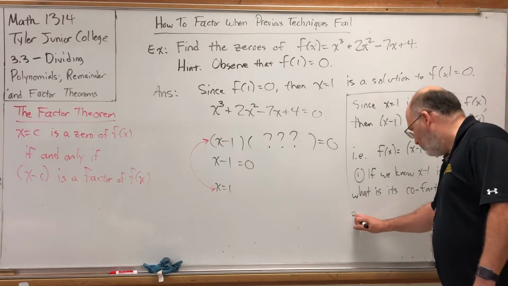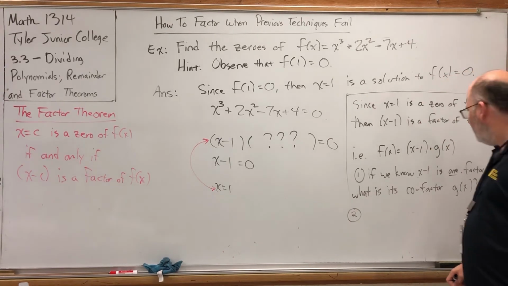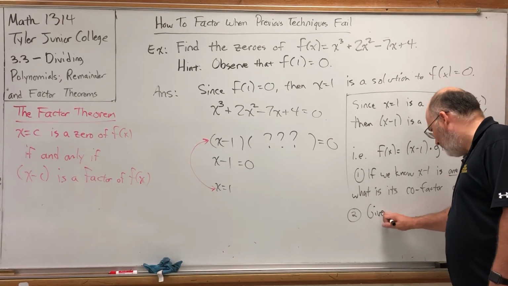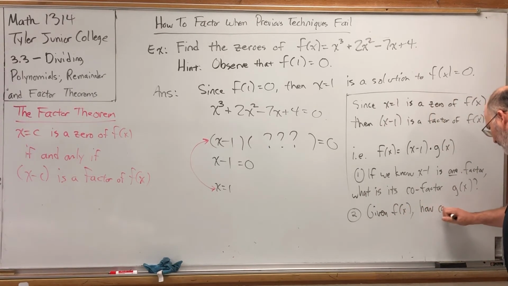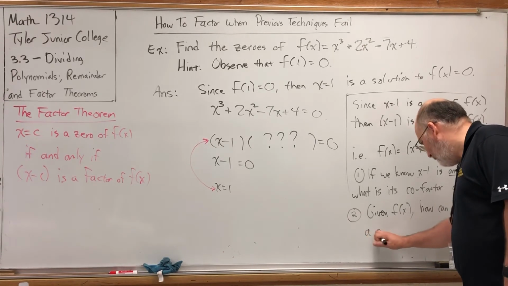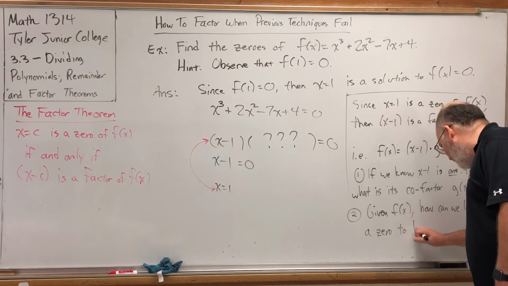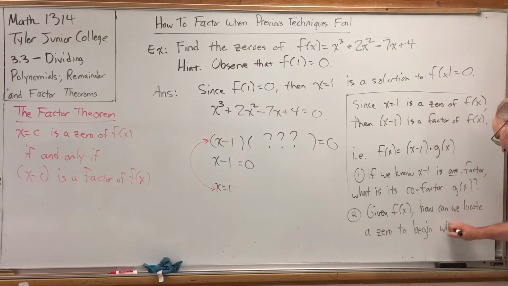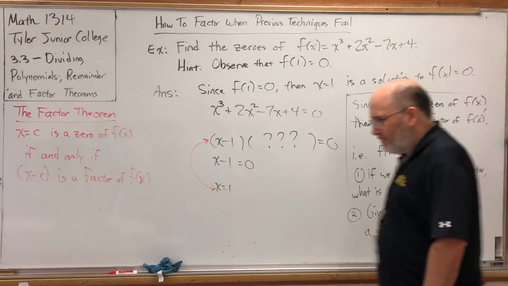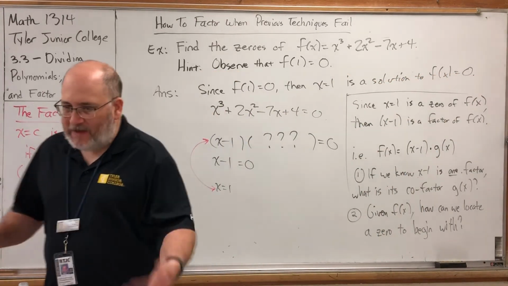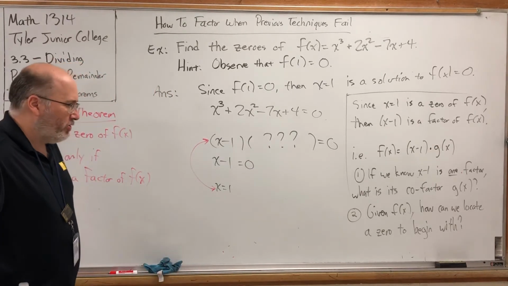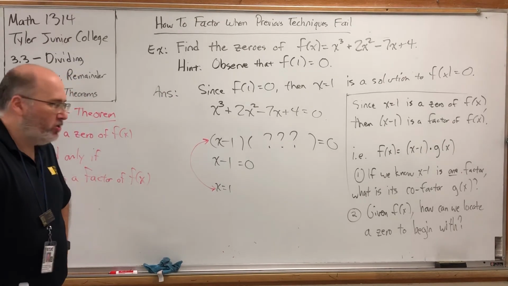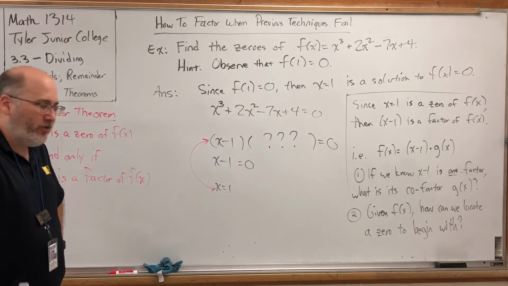And the other burning question is, given f of x, how can we locate a 0 to begin with? It's almost like a circular problem. We're attempting to find zeros by factoring, but we're attempting to factor by first finding a 0. It's a chicken and egg argument. Now the good news is, there are answers to both of these questions. Answers that require no guesswork, but rather just following a procedure.